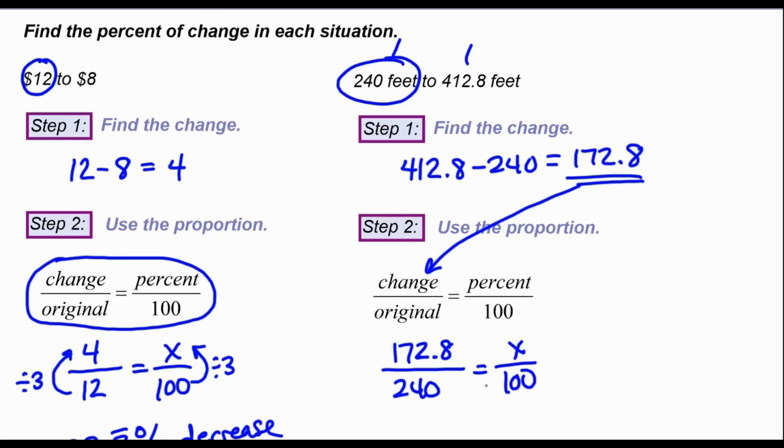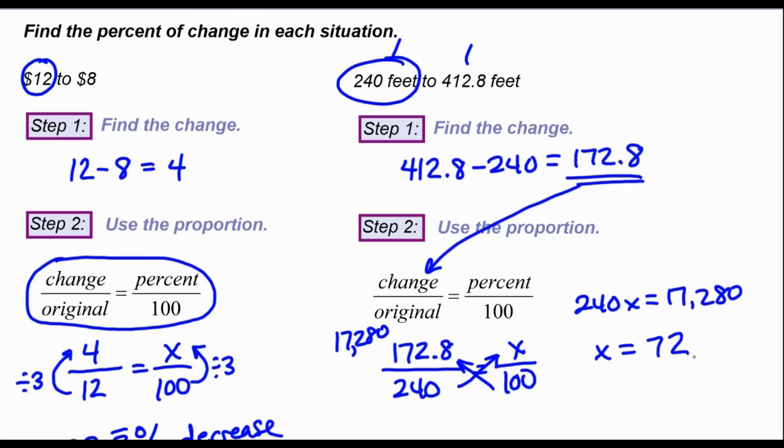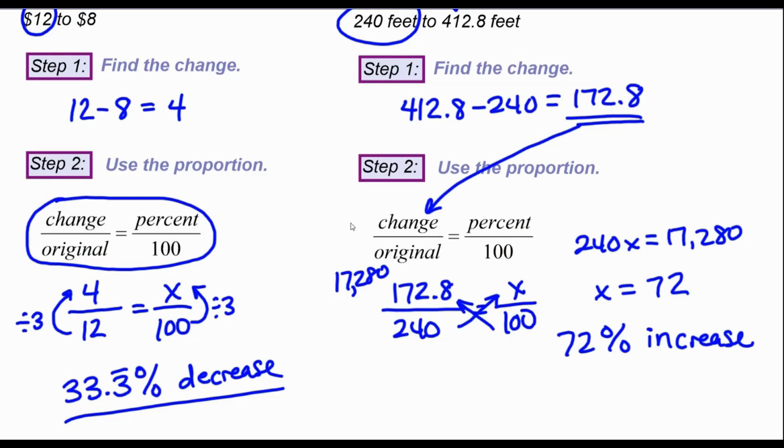So I solved this proportion. I use cross products here, and I get 17,280, and 240 times x is 17,280. And then I divide 17,280 by 240 to find my answer, and x is 72. So this was a 72% increase since it went up from 240 to 412 feet. So this is a 72% increase. So find the percent and then make sure you note whether it's an increase or a decrease.